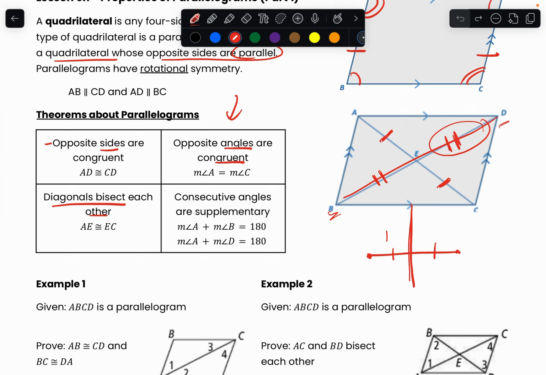Okay, now let's look at the next statement. Consecutive angles are supplementary. Consecutive angles means angles on the same side or next to each other. So this means that A and B will be considered consecutive angles. Angle A and B are consecutive angles and they're supplementary. Supplementary means two angles add up to 180. So A and B must add up to 180 degrees.